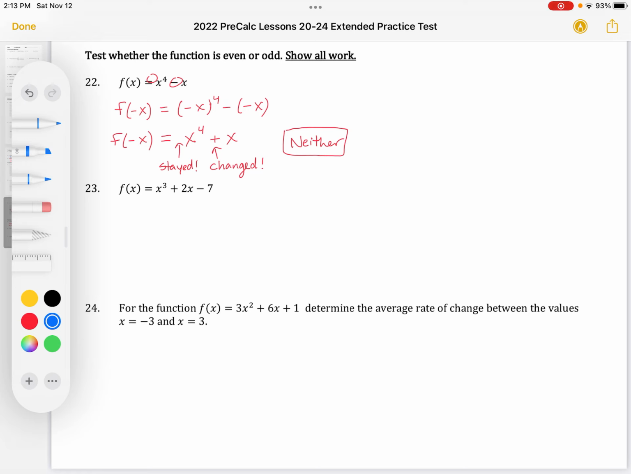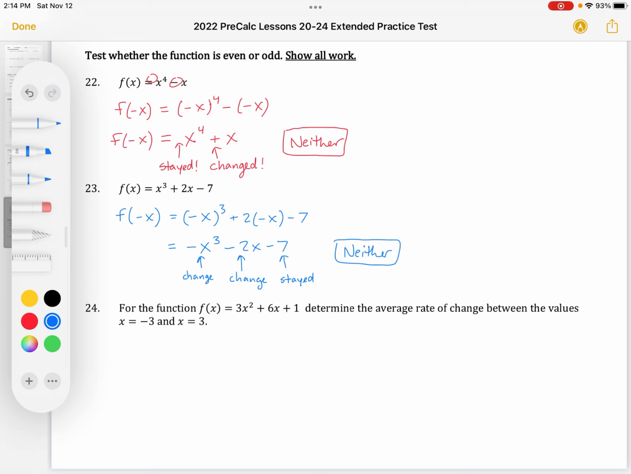All right, in 23, we have f of negative x equals negative x cubed plus 2 times negative x minus 7. And if you cube a negative, you end up with a negative. So this is negative x cubed. 2 times negative x would be minus 2x, but then this minus 7 stays the same. So again, the first term changed to its opposite, the second term changed to its opposite, but this one stayed the same. So since one of them stayed the same but two of them changed, again, this one is neither.